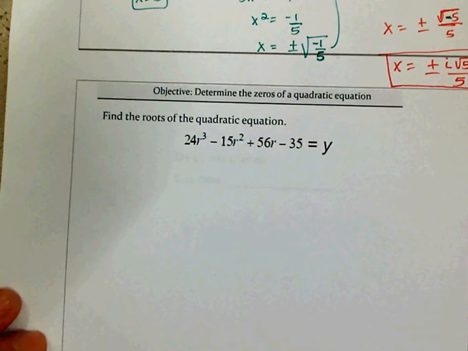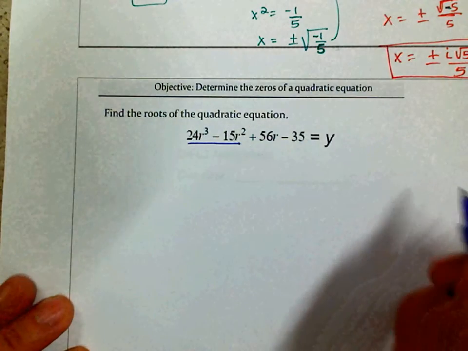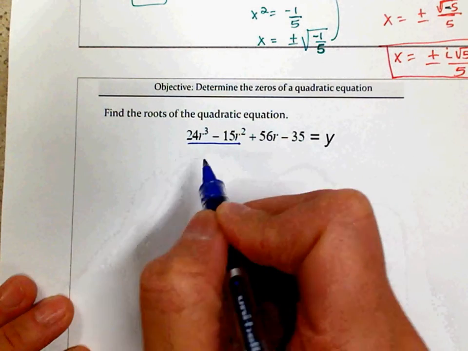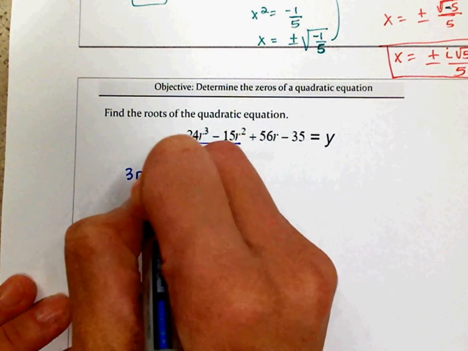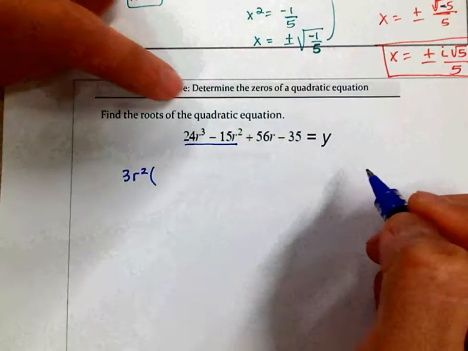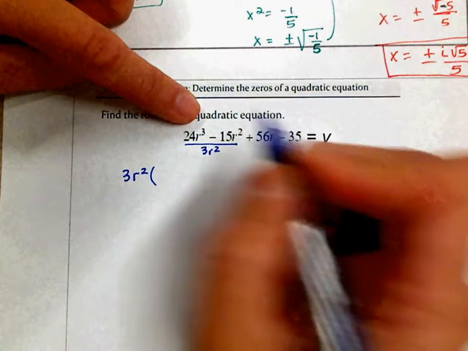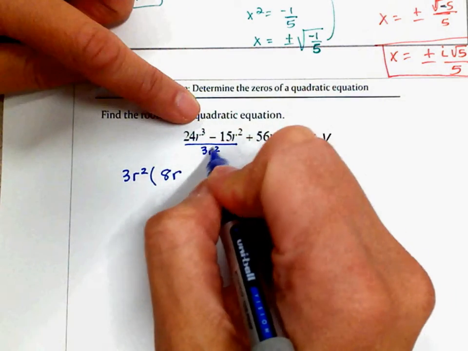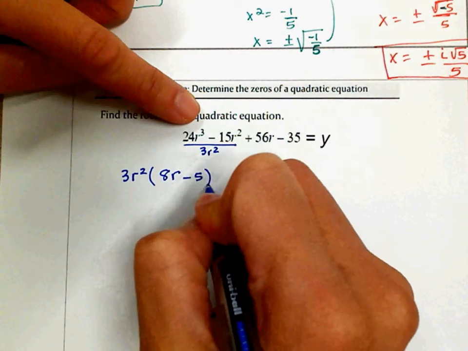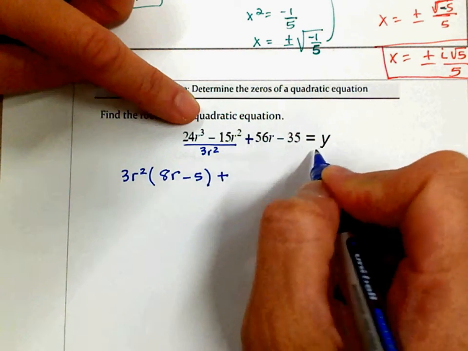All right. So step number 1. Group that first 2 together. What do they have in common? I would say they have a 3 in common and an r squared. So I'm going to factor 3r squared from each one of these. You don't need to write that unless you want to. 24 divided by 3 leaves you 8r. Negative 15 divided by 3 leaves you negative 5. See that plus? Keep the plus. If it was a minus, you keep that minus.